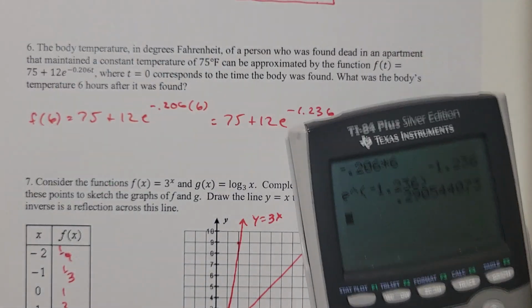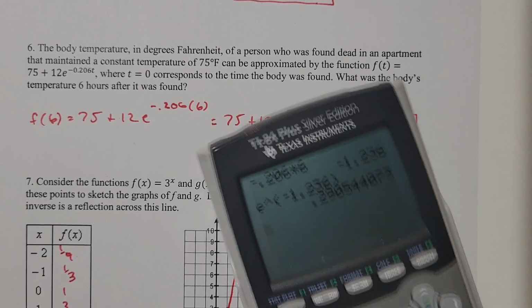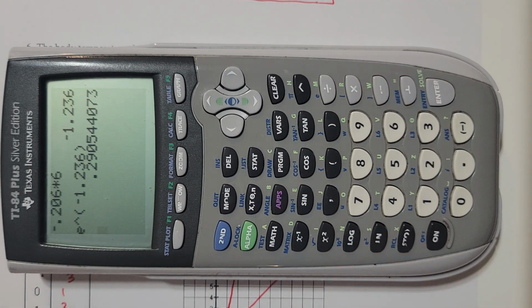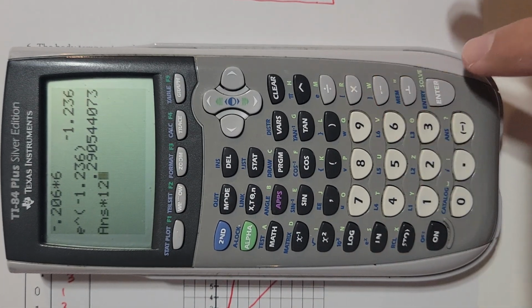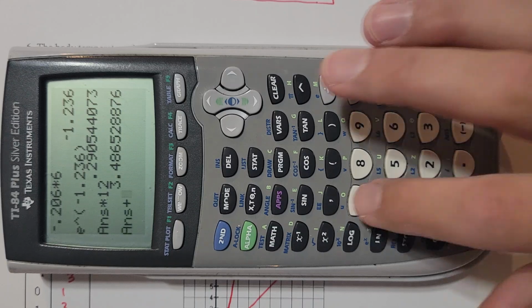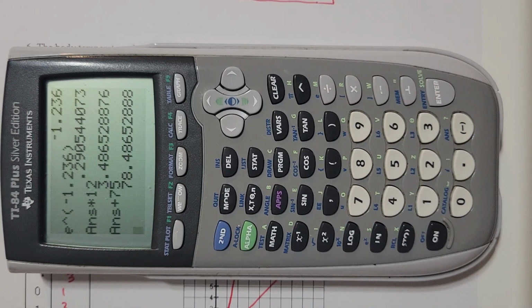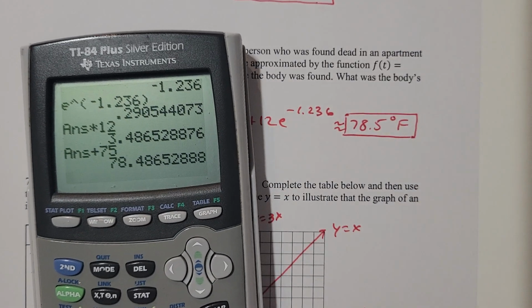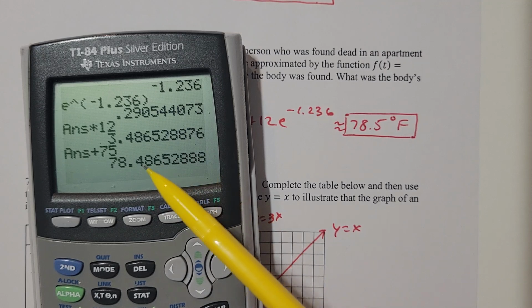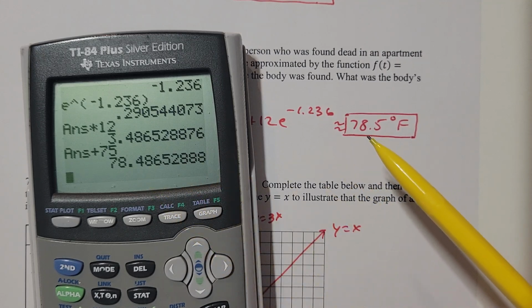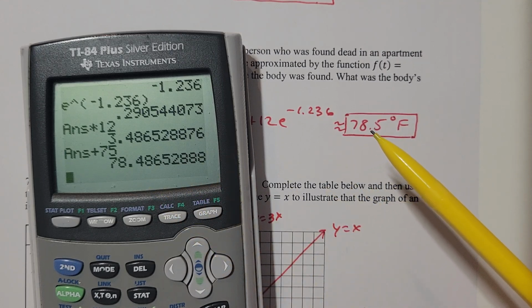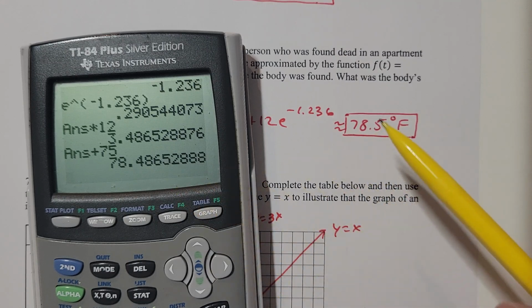And we are going to multiply that by 12 and then add 75. So then times 12 plus 75. And so here's what we're getting. So it looks like the temperature of this person 6 hours after the person was found is 78.5 degrees Fahrenheit.